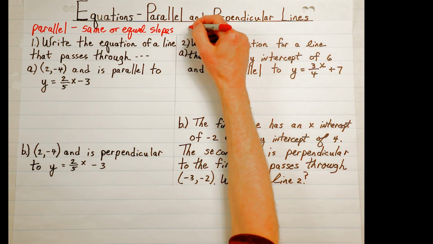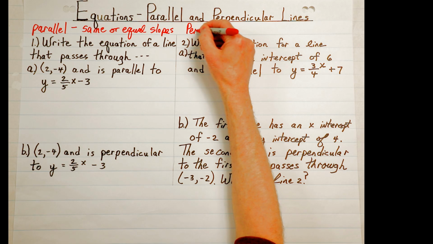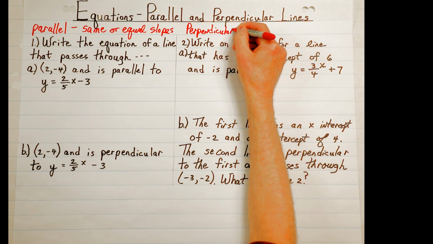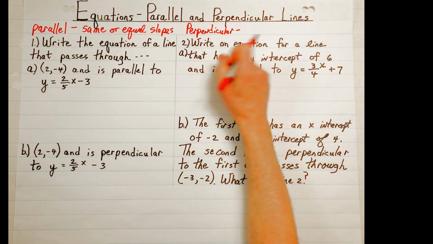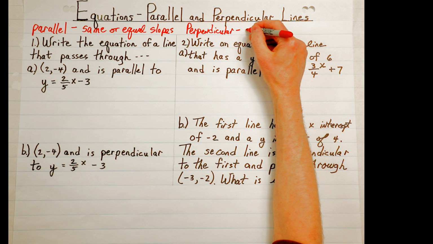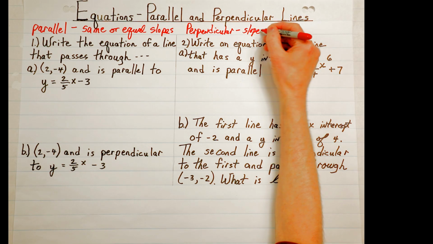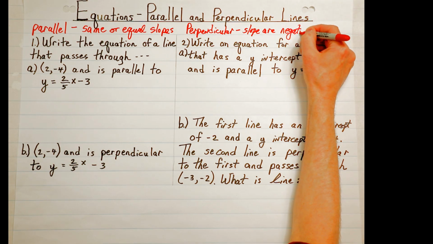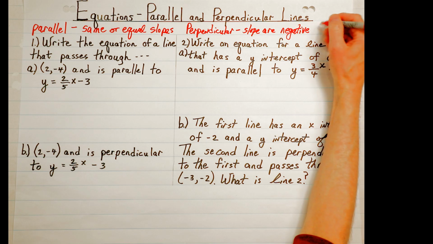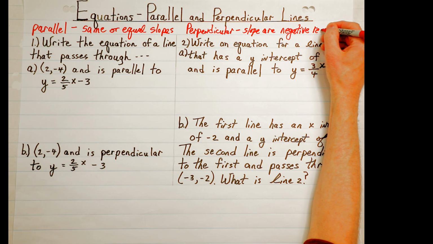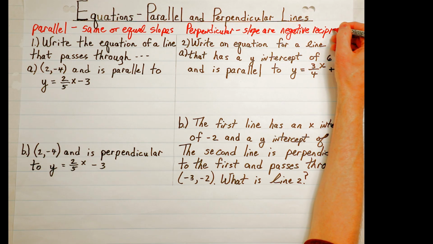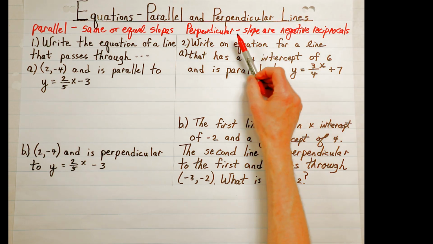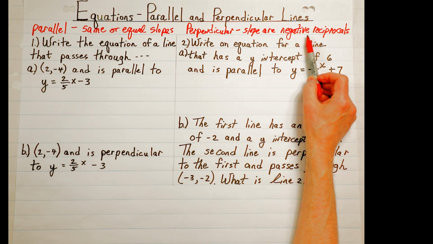And when we have perpendicular lines, the slopes are negative reciprocals. Do you remember? Reciprocals. Now, what is a negative reciprocal?